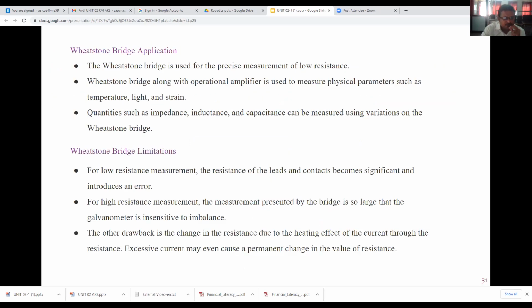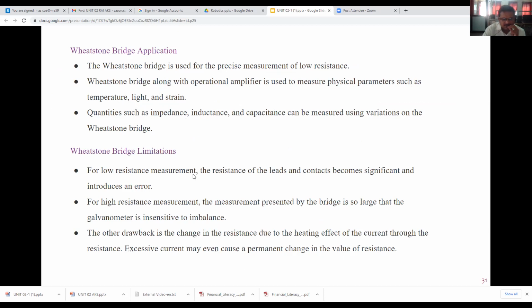Now, Wheatstone bridge application. The Wheatstone bridge is used for the precise measurement of low resistance. Wheatstone bridge, along with operational amplifier, is used to measure physical parameters such as temperature, light, and strain. Quantities such as impedance, inductance, and capacitance can be measured using variations on the Wheatstone bridge. These are the applications. Now, what are the limitations of the Wheatstone bridge?